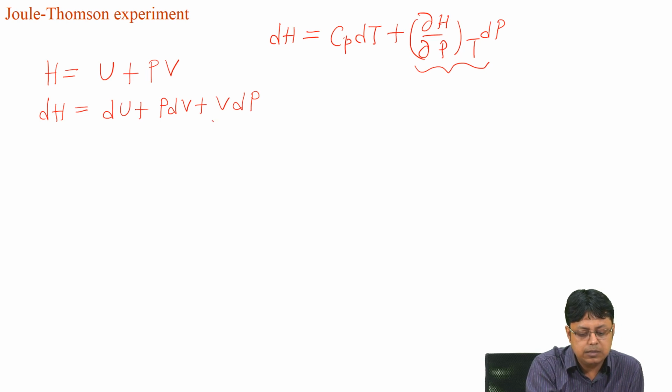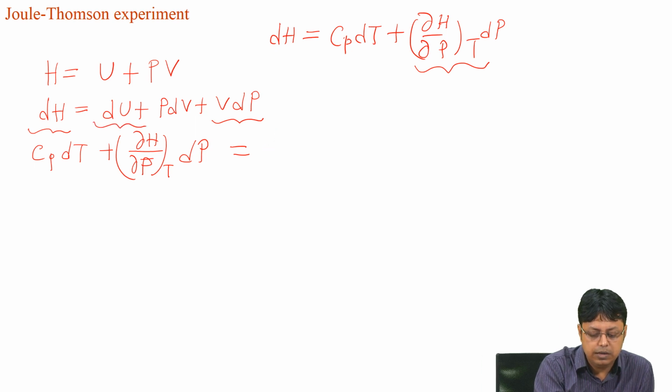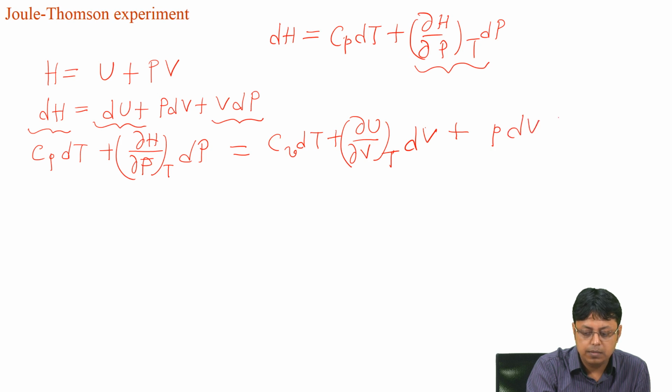Remember that this VdP will be 0, but only if we consider a constant pressure process. Now, we can write this dH as Cp dT plus (∂H/∂P)_T dP, and similarly we can also write the equation for dU, which was Cv dT plus (∂U/∂V)_T dV, plus we have P dV plus V dP.